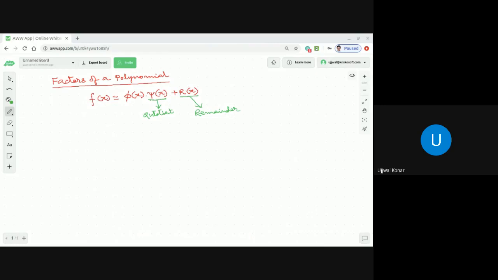Now, if R(x) equal to 0, then what can we say? We can clearly say that f(x) is divisible by phi(x). If after any division we get the remainder 0, what can we conclude? We can conclude that if R(x) equal to 0, this implies f(x) is equal to phi(x) into psi(x). Correct or not, dear student? Clear or not? Absolutely clear. Great.